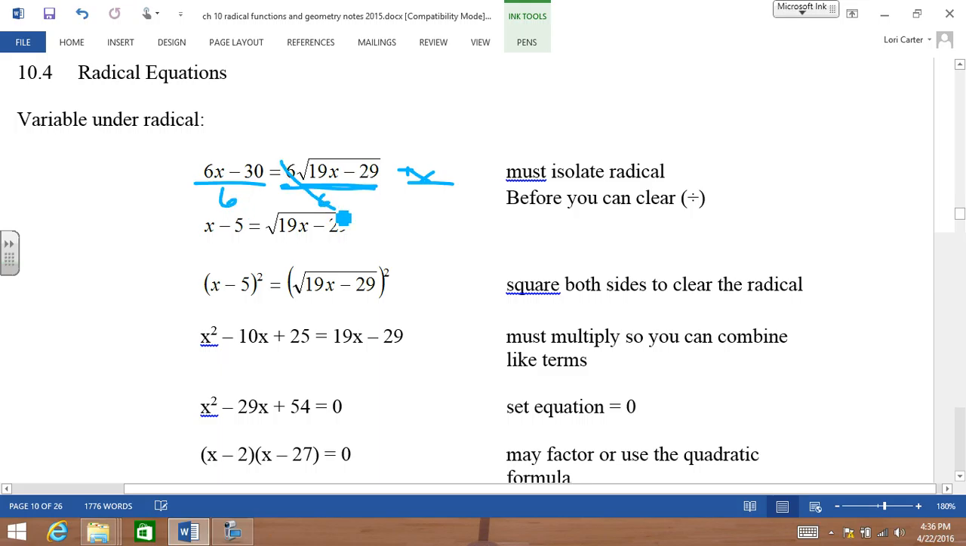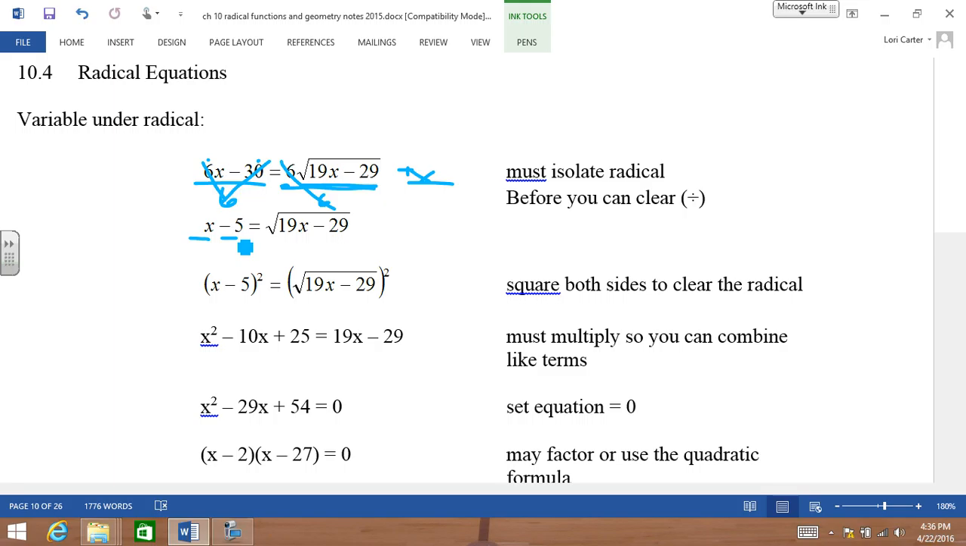So the 6 cancel, and this time the 6 and the 30 are both divisible by 6, so we can do that. So 6 divided by 6 gives us 1x. 30 divided by 6 gives us -5. Now we have the radical by himself, so now he's capable of being cleared.